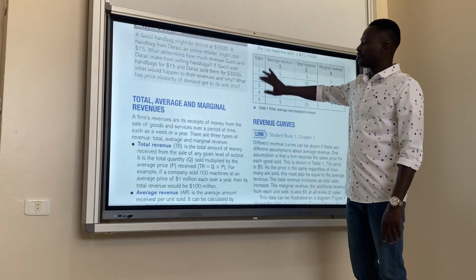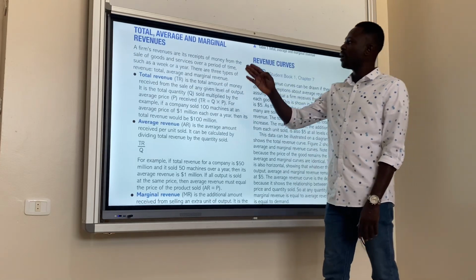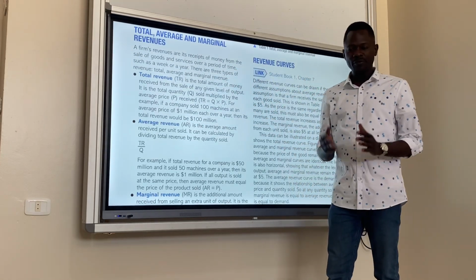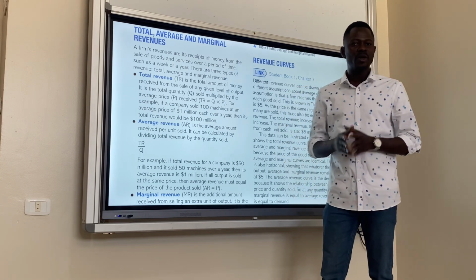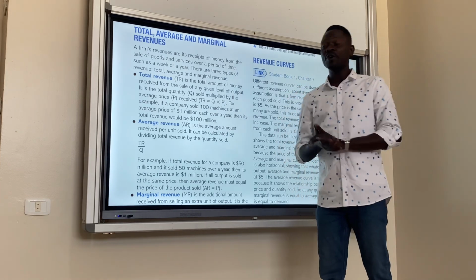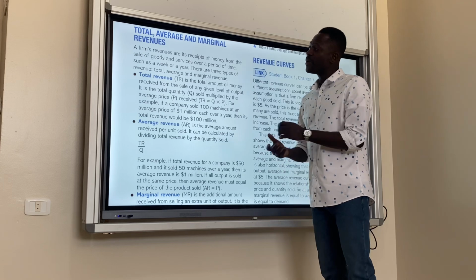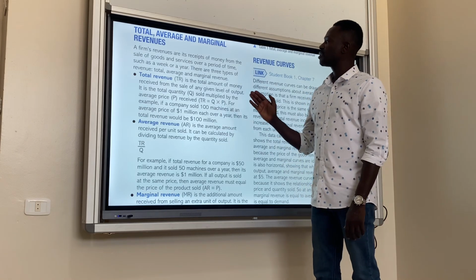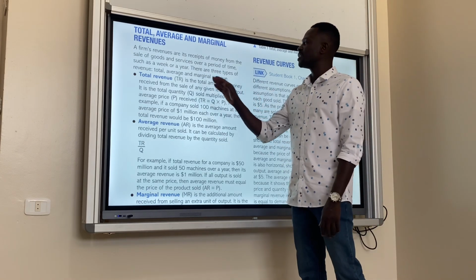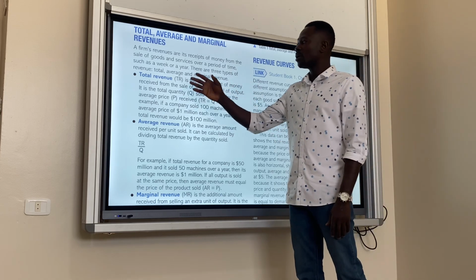Revenue. Total, average, and marginal revenue. So we have total revenue, we have marginal revenue, and we have average revenue. We take it one at a time. Revenue. A firm's revenues are its receipts of money from the sale of goods and services over a period of time, such as a week or a year.